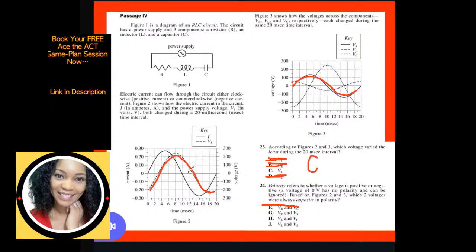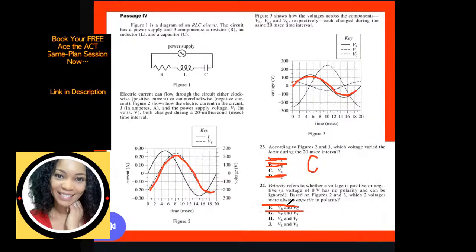But we can choose some more points if we want to make sense. Let's say at time 8. At time 8, V sub S looks like positive, and at time 8, V sub R is positive. So they're both positive, they're not opposite.